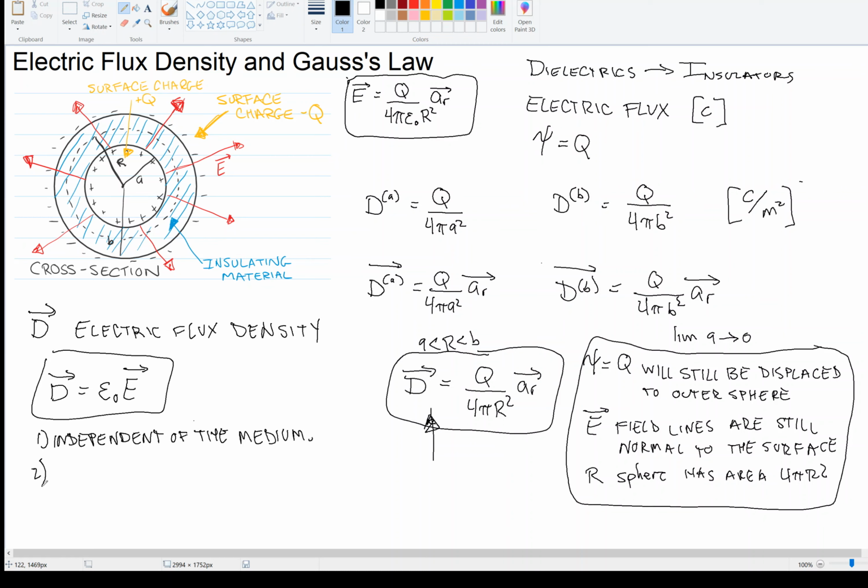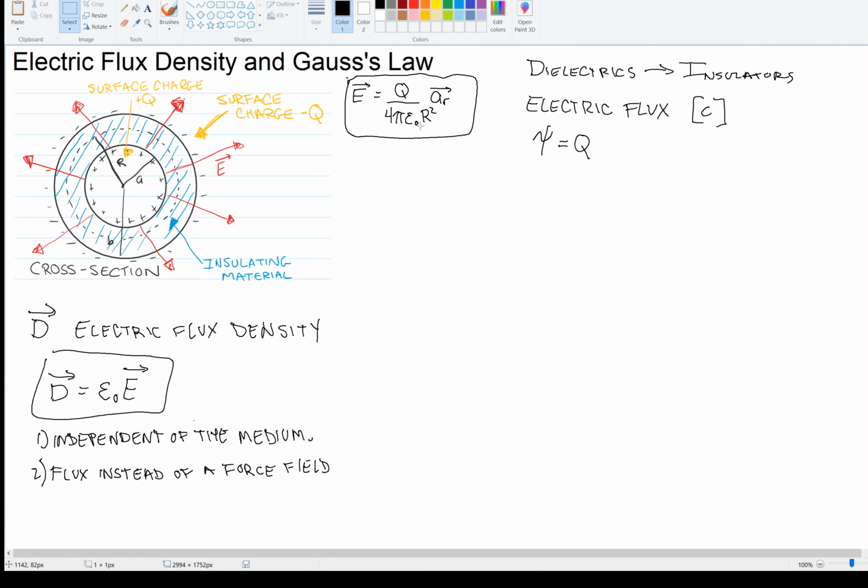And then two, the second point I want to make here, is that it has a different interpretation. We're interpreting it as a flux density instead of a force field. So as a flux, instead of a force field. Sometimes it might be convenient to think of this thing as a force field, in which case we would use E. Sometimes we might want to think of the flux, in which case we would think of D. All right, now I'm going to erase some of this. Again, feel free to pause the video if you like.